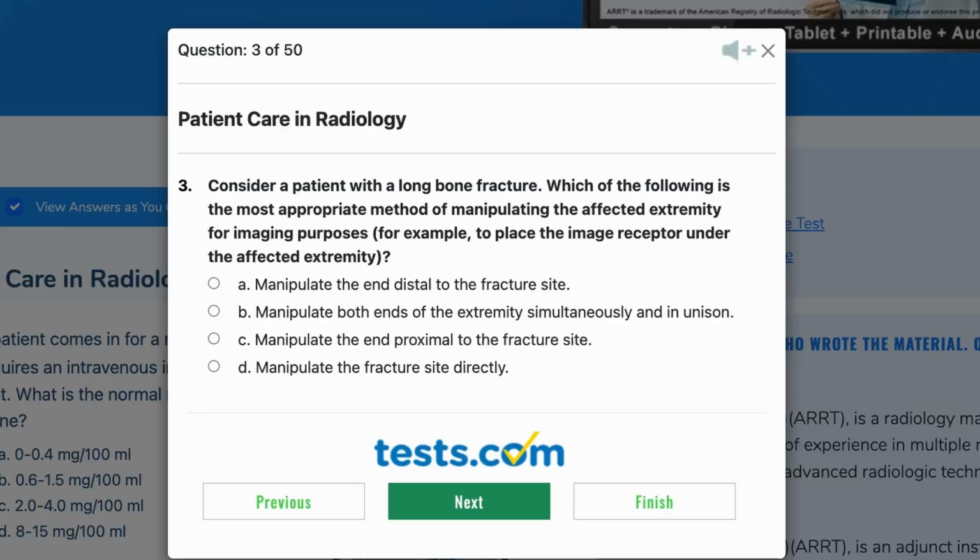Question 3. Consider a patient with a long bone fracture. Which of the following is the most appropriate method of manipulating the affected extremity for imaging purposes? For example, to place the image receptor under the affected extremity. A. Manipulate the end distal to the fracture site. B. Manipulate both ends of the extremity simultaneously and in unison. C. Manipulate the end proximal to the fracture site. D. Manipulate the fracture site directly.